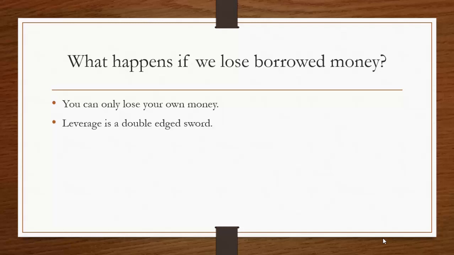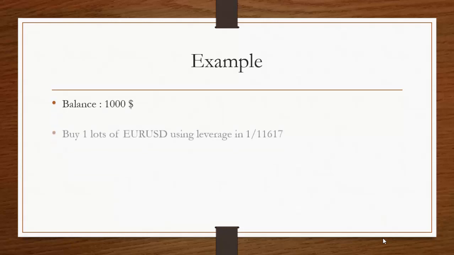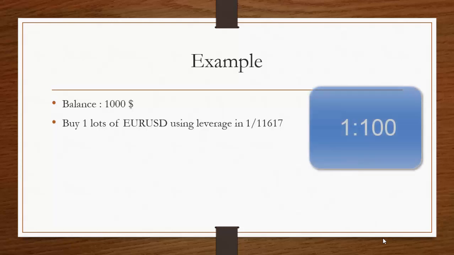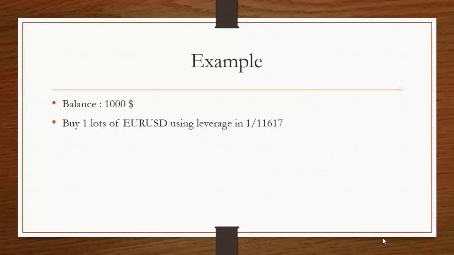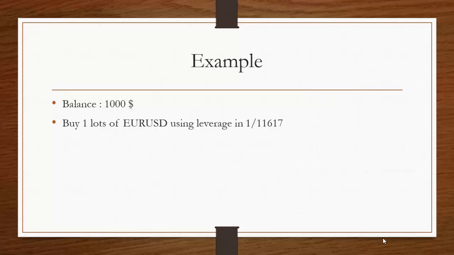Let's see an example of how dangerous using leverage can be. Suppose that you have an account with a $1,000 balance and you buy one lot of EUR/USD using leverage at this price. This is just using a leverage of 1 to 100. Many brokers even give you a leverage of 1 to 1000. And after this example, you will understand how dangerous that is.